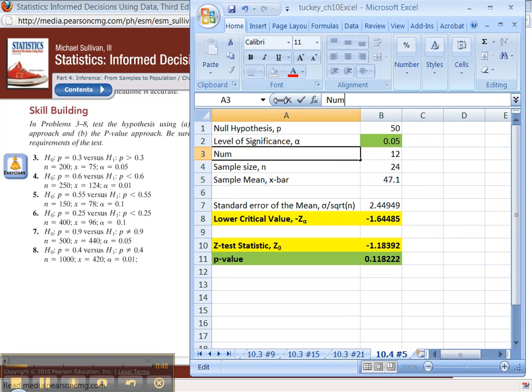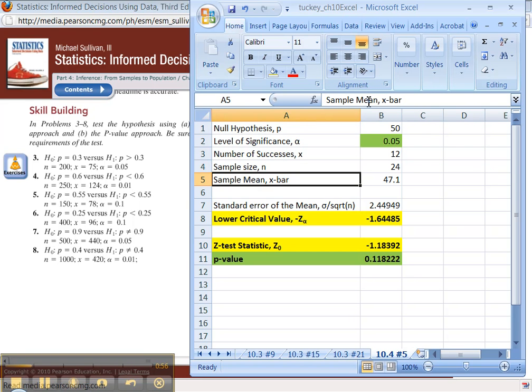We're going to do number of successes, x in this case. Then we're going to do sample size, and then we have sample proportion now, which is p hat, not x bar. We're not working with mu and x bar anymore, or sigma for that matter. We're working with p and p hat. All right, so let's get this much done.